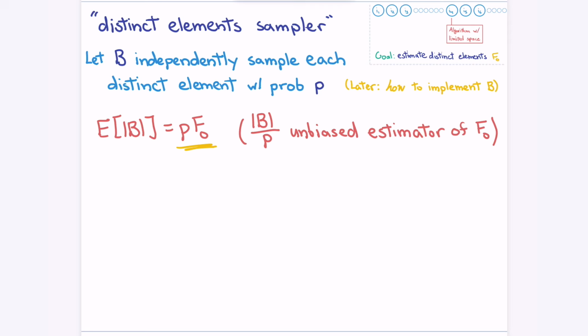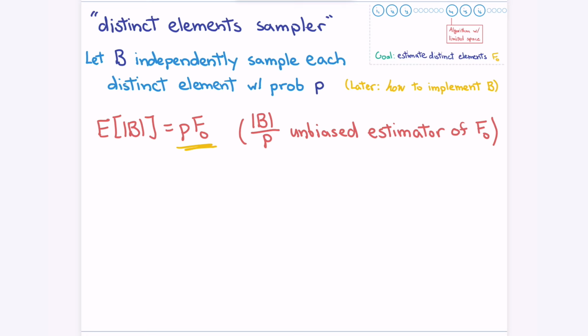You have some data structure that's maintaining the set for you. Think of it like that, and then we'll figure out how to implement that later. You just have a set. Somewhere in the stream, you have the set B, and that set B is a sample based on the elements seen so far. Nothing too magical.